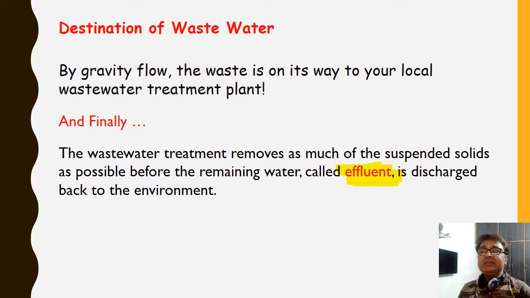Destination of wastewater. Basically, wastewater goes by gravity flow. It flows by gravity, and waste is on its way to your local wastewater treatment plant. Usually the wastewater from the municipality of the area reaches the wastewater treatment plant, from where it is treated and released to other water bodies. Finally, the wastewater treatment removes as much of the suspended solids as possible before the remaining water, called the effluent, is discharged back to the environment.